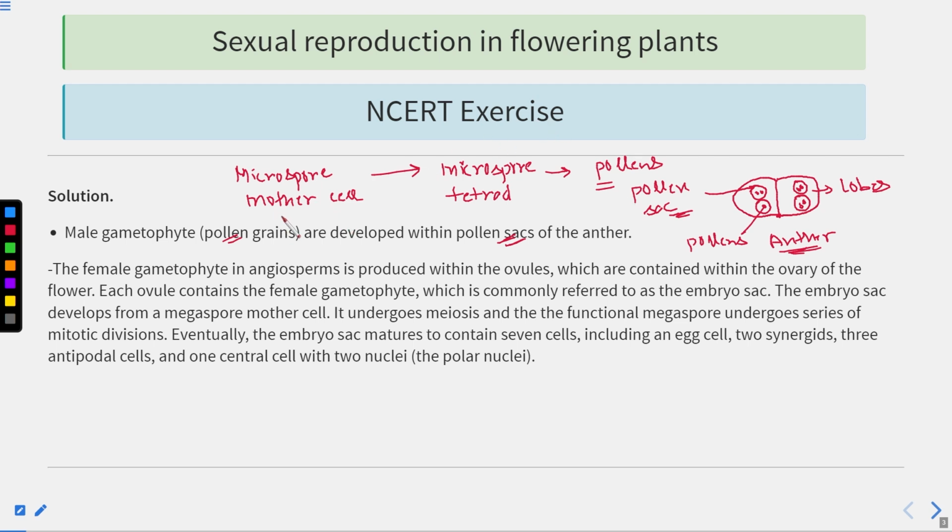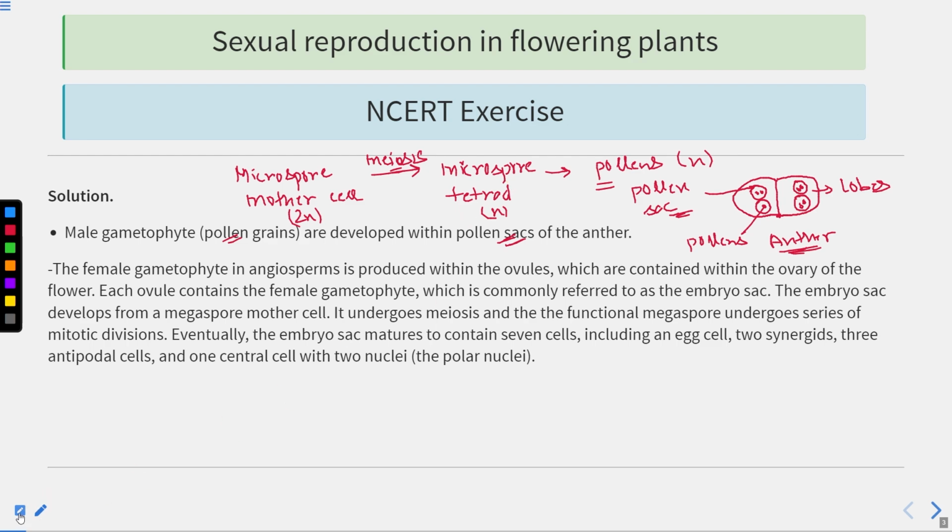Clear? So these microspores are haploid. Microspore mother cell is diploid. Pollens will also be haploid. Clear? So here what is happening? Meiosis. Meiosis gives rise to 4 cells. Clear? So this microspore tetrad, how is the microspore arranged? These are arranged tetrahedrally or isobilaterally.